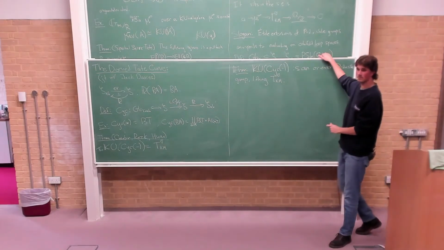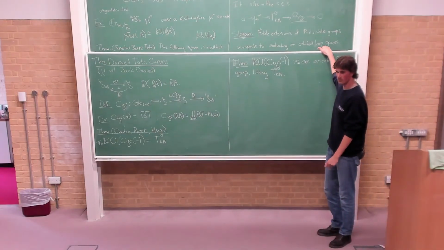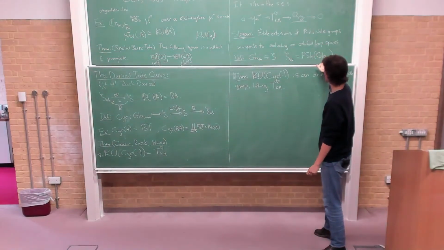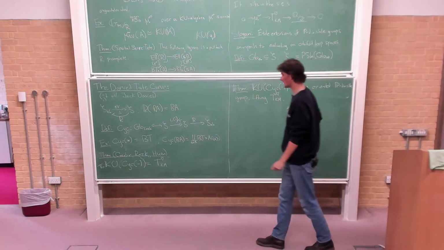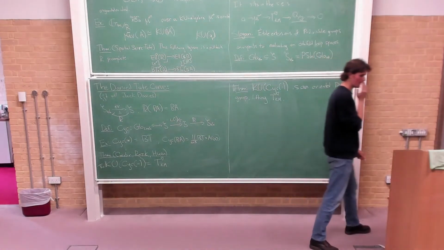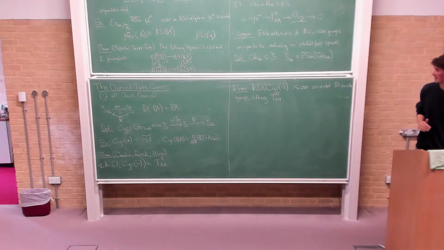Right. That's why you say it's sort of a canonical object, right? Yeah. Somehow already equivariant K theory knows about it. Okay. I think we'll stop there.